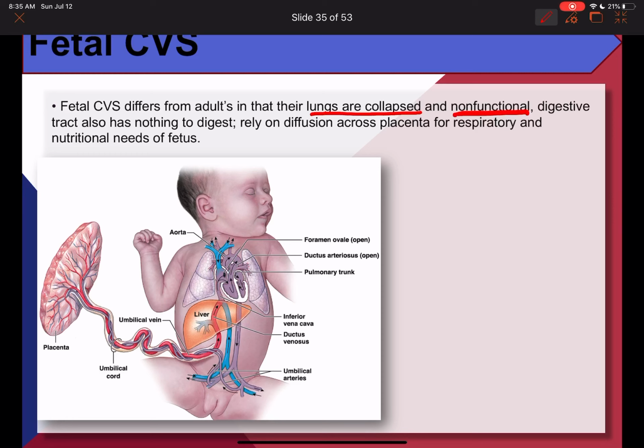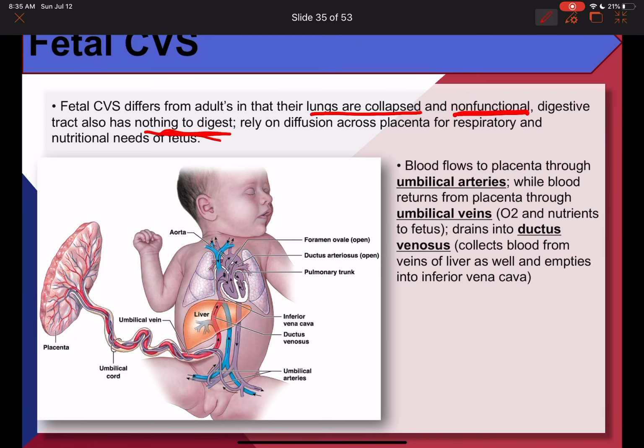Now their digestive tract also has nothing to digest, which means they don't need a lot of blood moving into that area either. They're absorbing their nutritional needs all from the mom via the placenta as well, which is pretty much everything the baby is forming and needing for growth and development, coming from the mom.